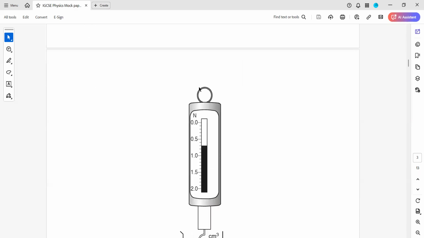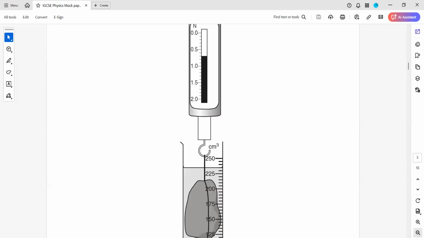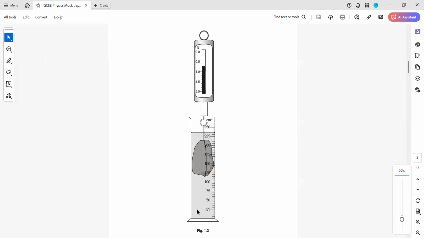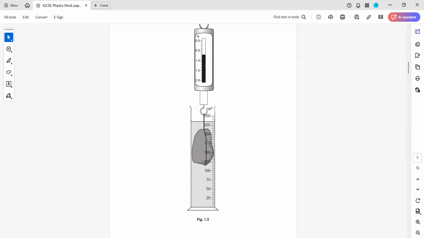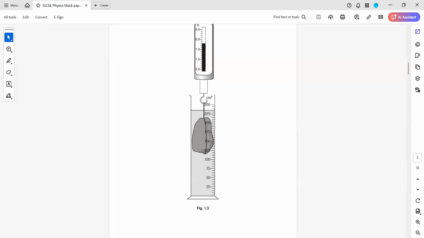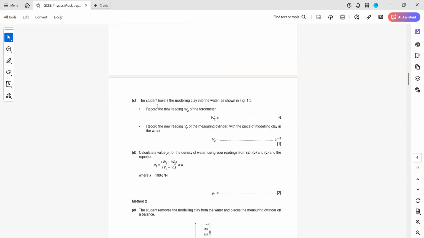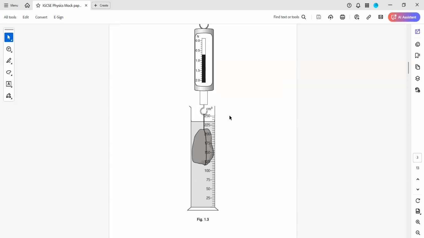So if you cannot draw, practice these diagrams, okay? The next is a measuring cylinder filled with a liquid, and the object is immersed into this measuring cylinder. The student lowered the modeling clay into the water. Record the new reading for W2. What is W2 here? What is the reading?